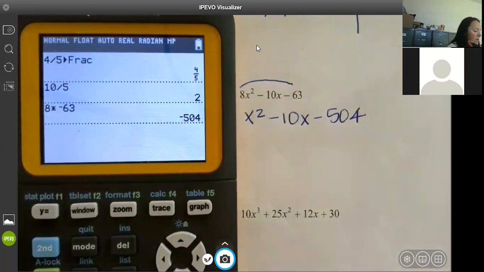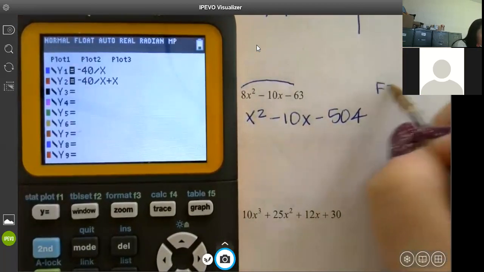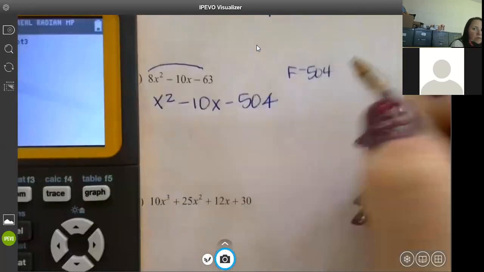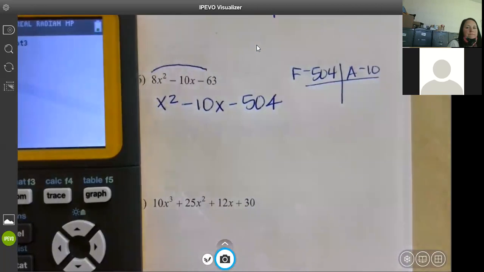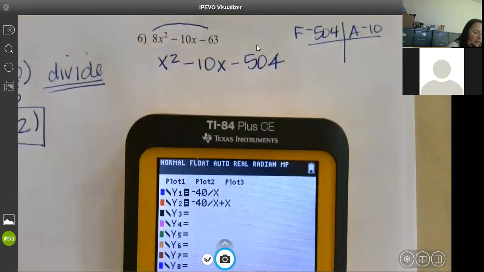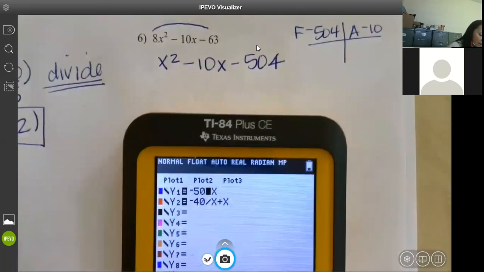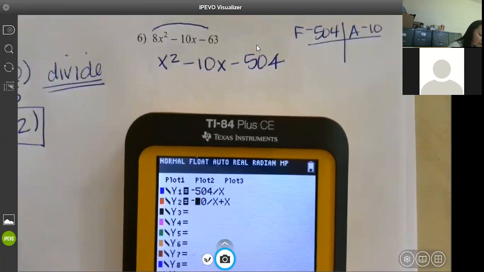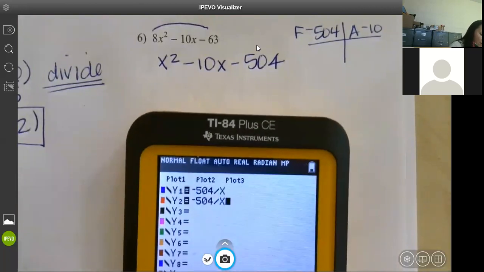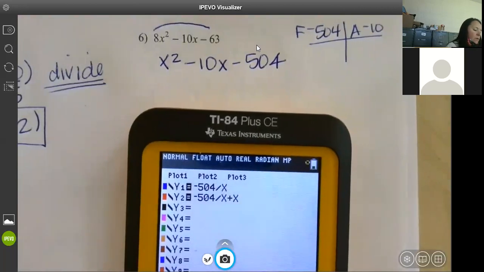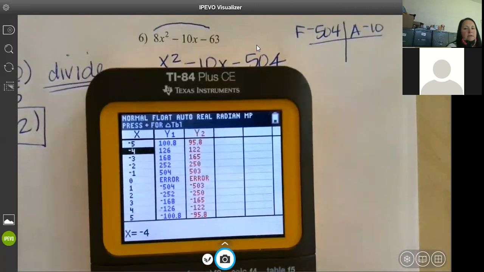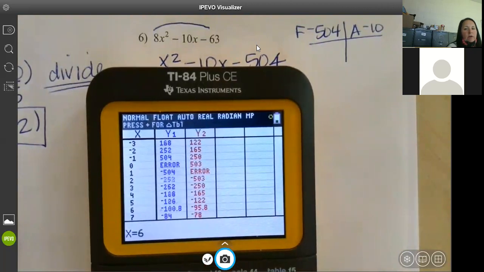All right. In our calculator, remember we're doing factors of the last, -504 that add to -10. So we put it in our calculator. -504 divide x, -504 divide x plus x. We're looking for -10 in the red. We got some crazy stuff going on here. We got to go way down. 40, 30, 20. Oh, there it is.